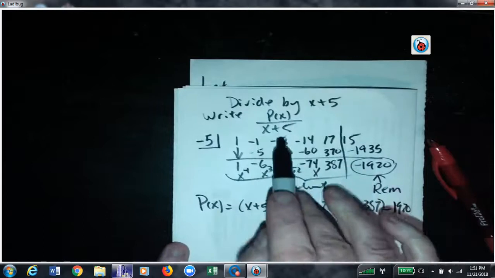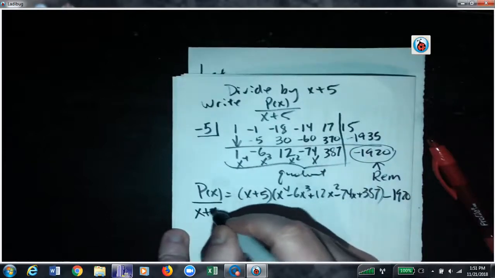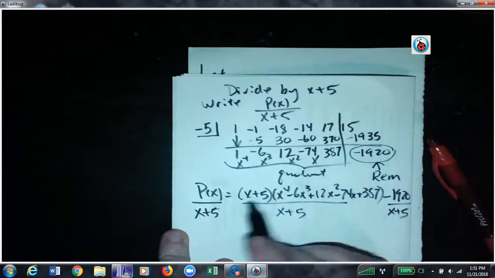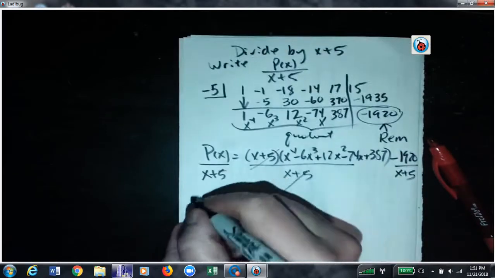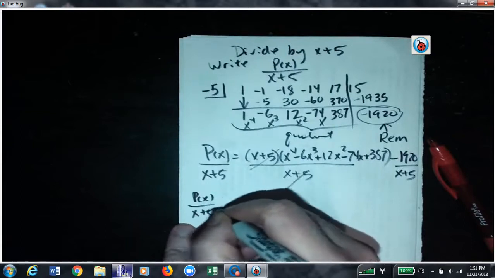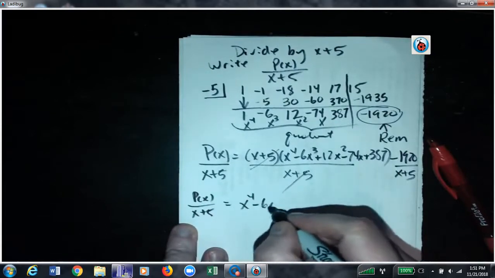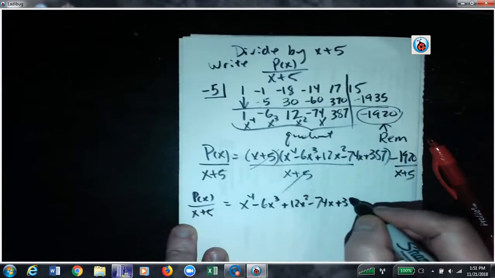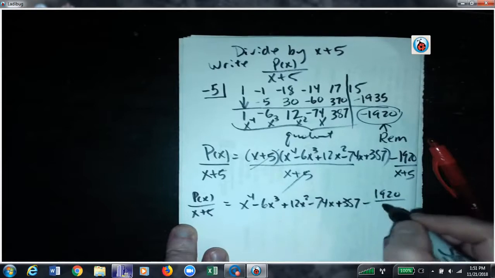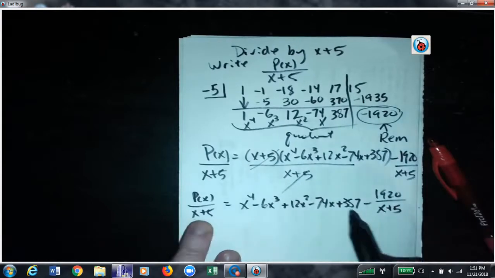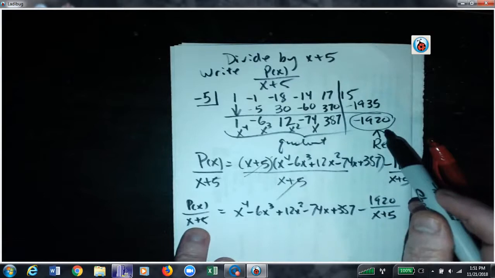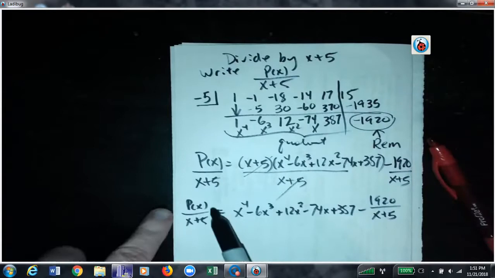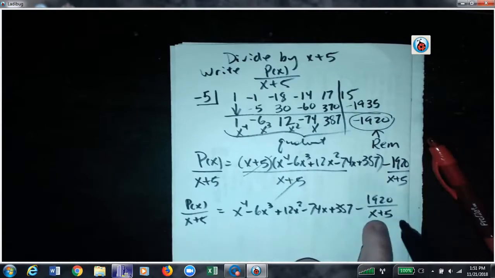Now, if I'm told to find that fraction, then I have to divide every term by x plus 5. Now here the x plus 5's cancel. And so I'm left with that. Okay, now the remainder was non-zero. So x plus 5 is not a factor of p of x. When I write p of x divided by x plus 5, I get a remainder.